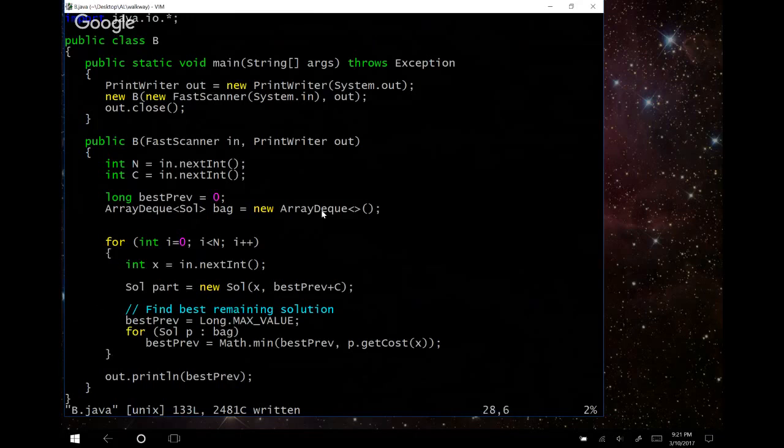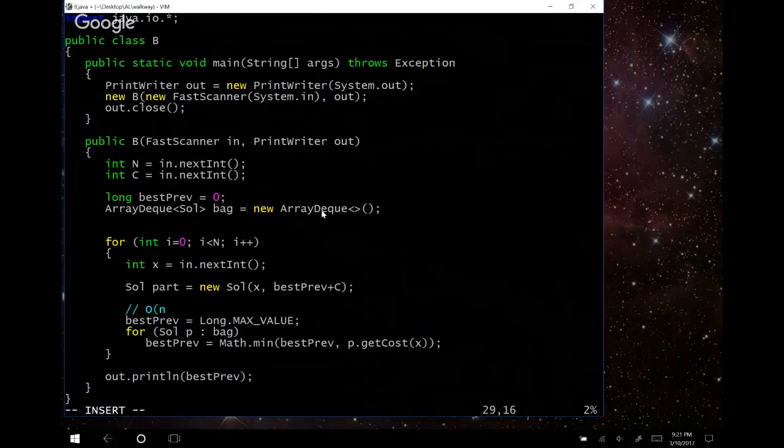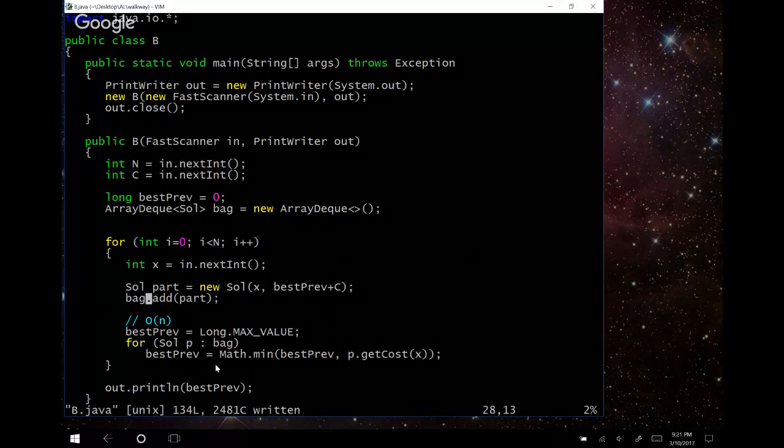You'll notice this piece right here, finding the best remaining solution behind me, finding this predecessor. This could be up to O of N because our bag, I'm adding this new thing to it. So I need to add a partial solution to the bag. So I make this new partial solution, add it to my bag. I'm adding it every time. What you'll notice here is it's basically increasing the size of the bag each for loop. So the runtime is a summation from 1 to n. Because every single time this loop is running, that i is in that summation and runtime.